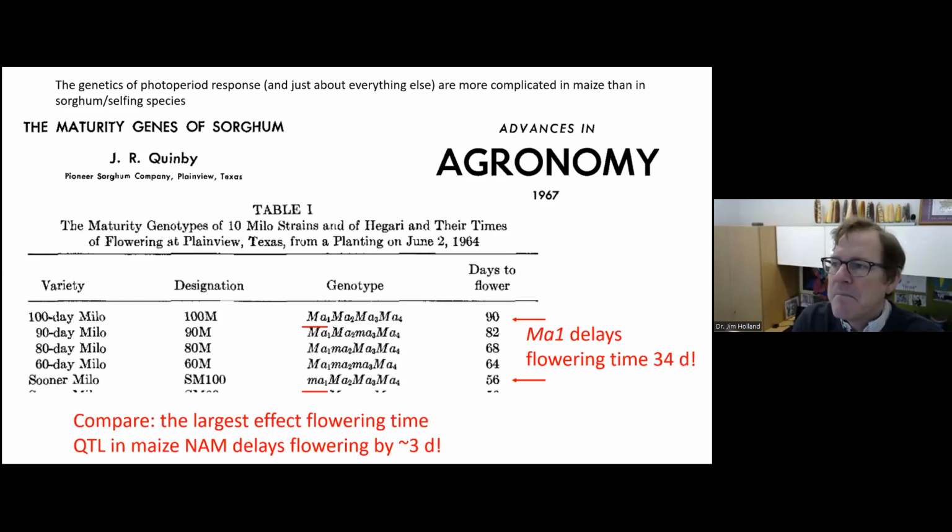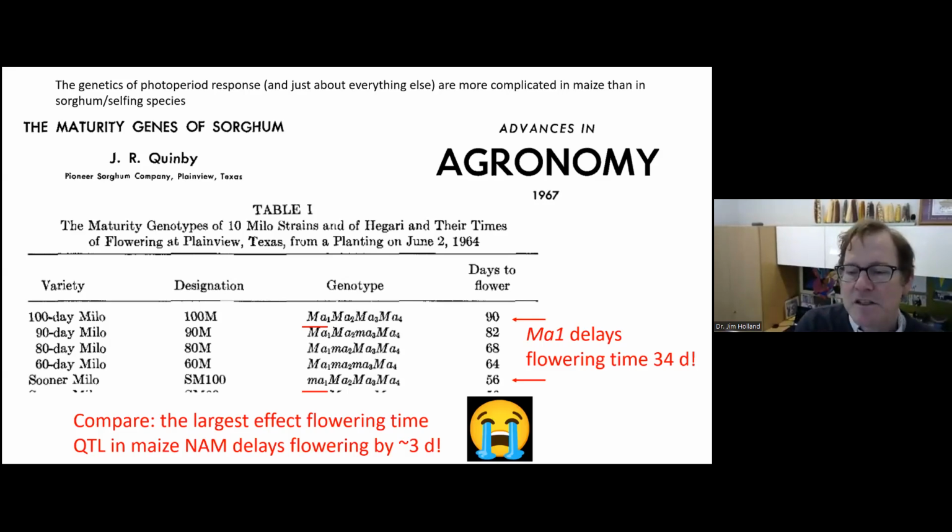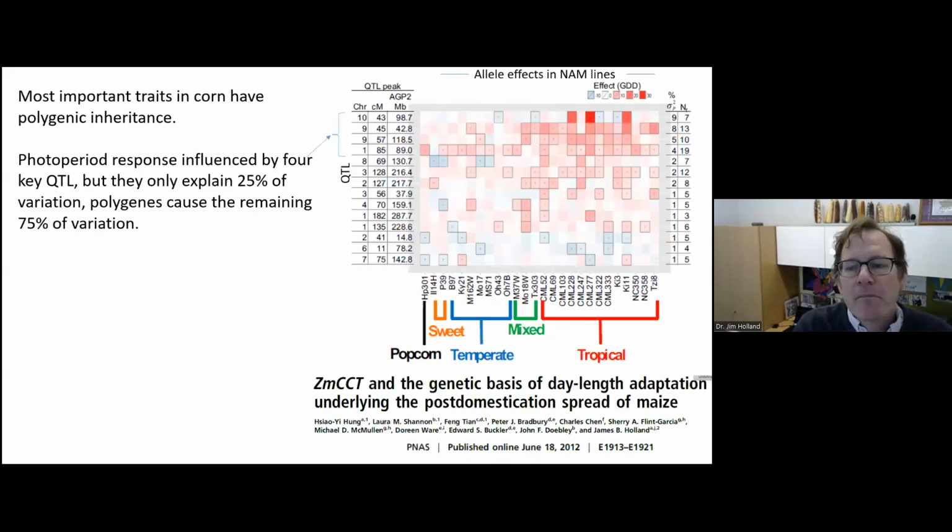The problem is in maize, when we've mapped the photoperiod sensitivity genes or the flowering time genes, the largest effect allele we've ever found in maize is a 3-day effect. So it's 10 times less than what you'd find in sorghum. So this is very sad. It just means it's going to be harder in maize. Here's basically the direct evidence for that.